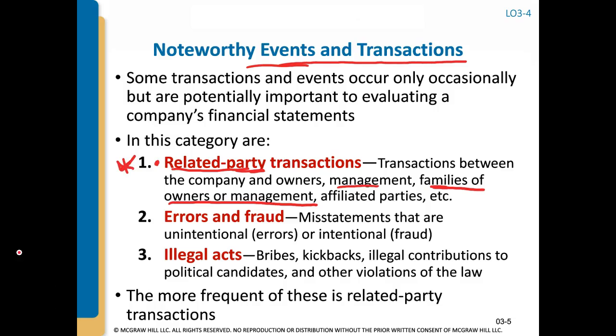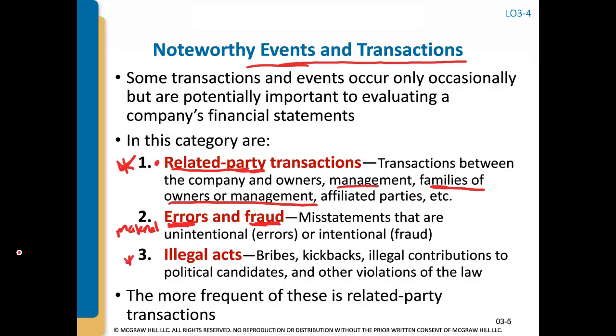Other items that might need to be disclosed are errors and fraud. Errors are unintentional mistakes. Fraud is intentional misstatement of the financial statements. And these have to be material. They have to be a material amount; they have to make a difference. They have to impact the decision making of the user of the financial statements. So even if it's unintentional, it still needs to be disclosed as a note to the financial statements.